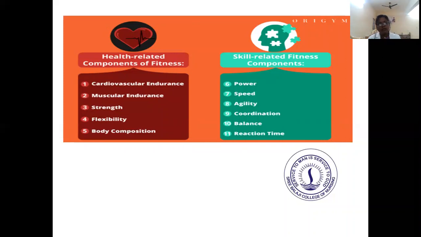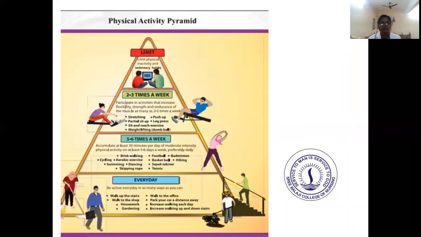Okay, apart from health-related components, we have skill-related fitness components too, like power, speed, agility, coordination, balance, and reaction time. We have a pyramid for physical activity. We can form a pyramid for the physical activities. Every day, what are the activities we have to do? And for a week, 5 to 6 times we can do the following activities. 2 to 3 times a week we can do these activities.